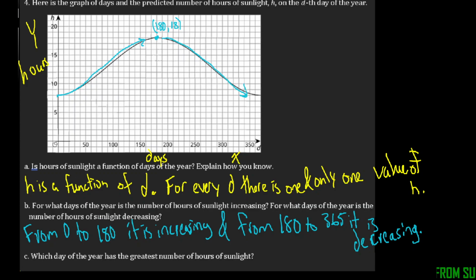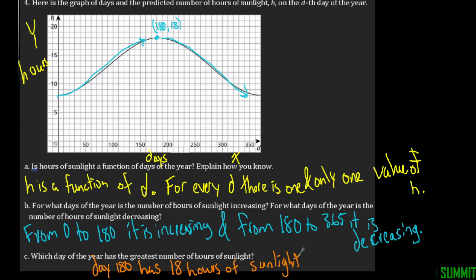And then for the last one, it says which day of the year has the greatest number of hours. Well, we're talking about this point that we already pointed out. So we're going to say at that last one, it says day 180 has 18 hours of sunlight.